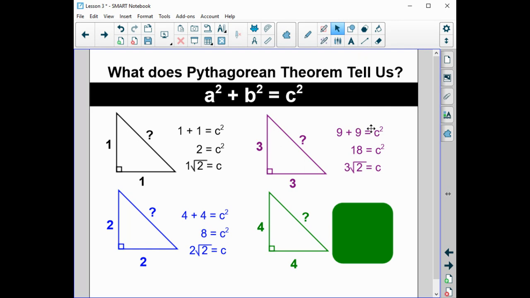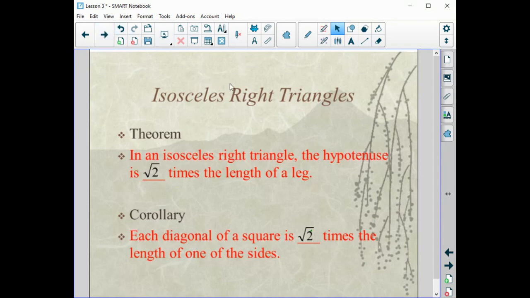The final example I'm going to look at here is the green triangle at the bottom. You square the legs: a squared plus b squared, or 4 squared plus 4 squared, is 16 plus 16. Add those to get 32. So c squared is equal to 32. And then when you take the square root, you end up getting 4 radical 2 for the length of your hypotenuse. That all leads us into this theorem about the isosceles right triangle that says in an isosceles right triangle, the hypotenuse is radical 2 times the length of the leg.